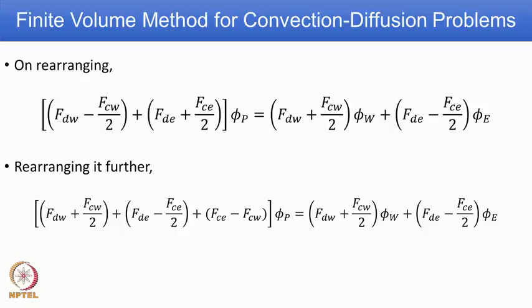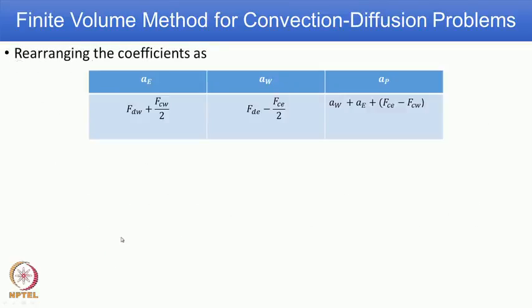Again, you recall how we did it for the diffusion equation. In the diffusion equation, we finally wrote a form where AP, the coefficient for the node of interest P, is a summation of coefficients from the surrounding nodes, and that is the format we are getting here also. That is why we have to do this rearranging, rearranging the coefficients as we did in the diffusion equation.